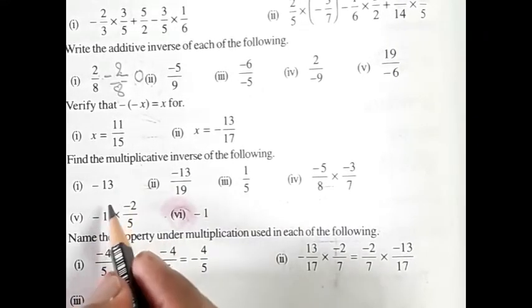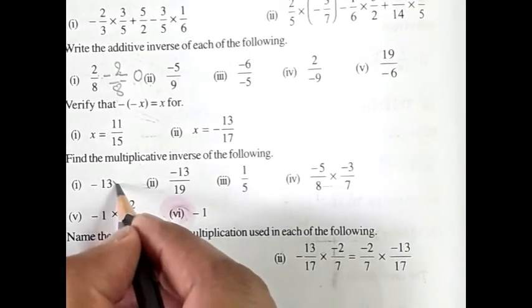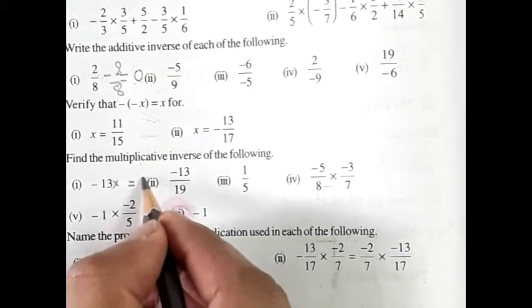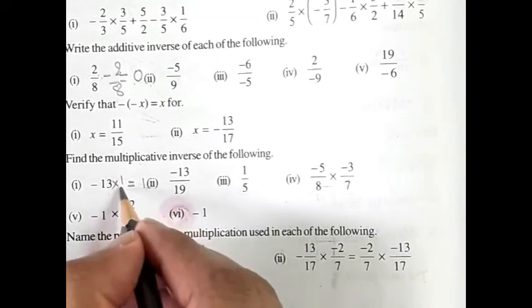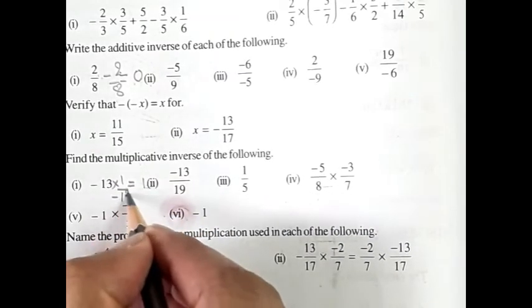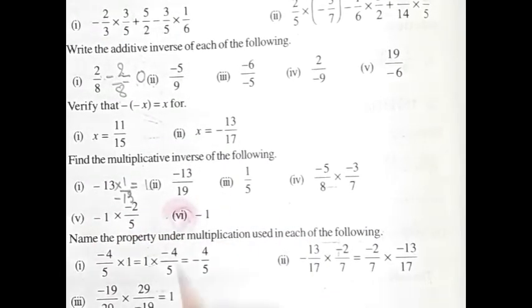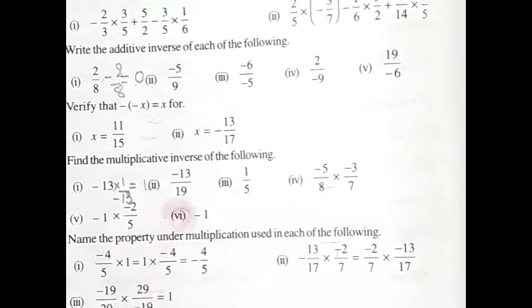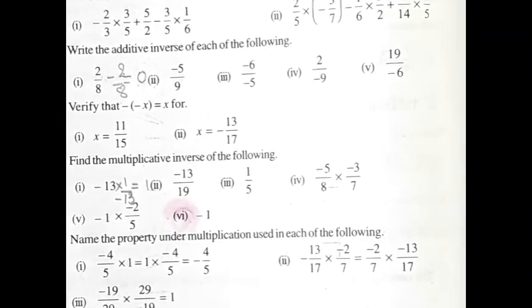Now, multiplicative inverse. As you know, for example, if we take 13, with what do we have to multiply this 13 to get 1? With 1 by 13. Reciprocal. Simply we have to take the reciprocal of the given rational number to get the multiplicative inverse of any rational number. Hope you are clear. And the next question goes, what is the multiplicative inverse and how to check.